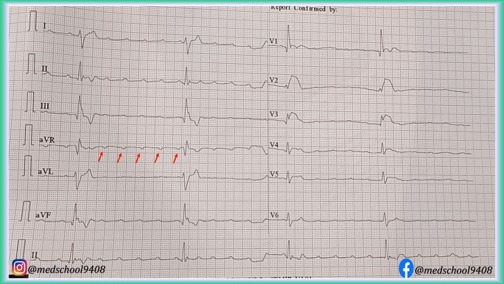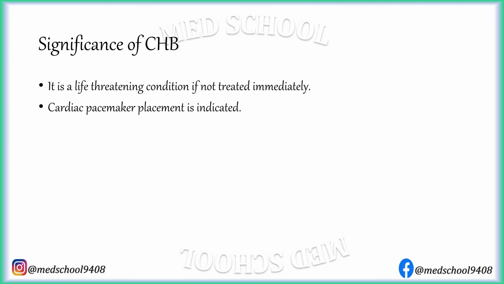In this ECG, every P wave is not followed by QRS complex with varying PR interval. PP interval is 2 large boxes, so atrial rate is around 150 beats per minute, whereas RR interval is 11 large boxes. That means ventricular rate is around 25 beats per minute. QRS complexes are wide with slurring and notching and looks bizarre. All these features are suggestive of complete heart block. Complete heart block is life-threatening condition if not treated immediately, and cardiac pacemaker placement is indicated.